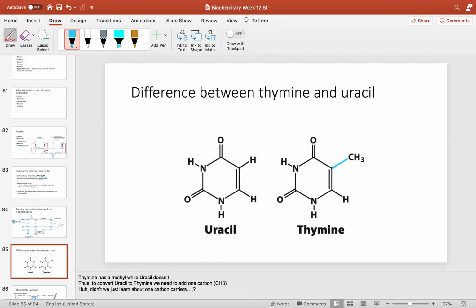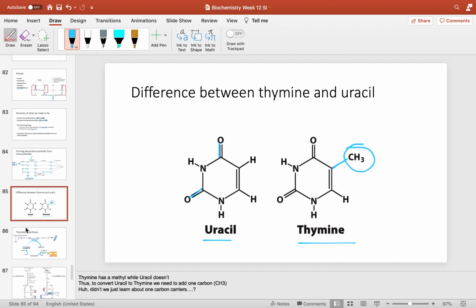Alright, so remember, the one thing to note is that uracil and thymine are both pyrimidines, and they both have this carbonyl sticking up and to the bottom left. The only difference is that thymine has this methyl group over here. The interesting thing, though, is in this last unit we learned about one carbon carriers, so maybe that's the way we add on this methyl group. So let's see what happens.